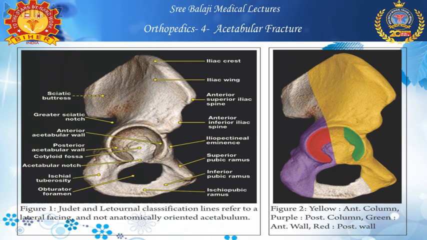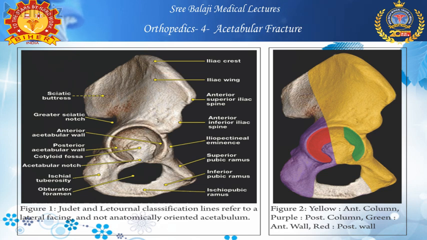You can appreciate the iliac crest, iliac wing, anterosuperior iliac spine, anteroinferior iliac spine, the iliopectineal eminence, and the superior pubic rami. You can see the obturator foramen, ischial tuberosity, and the acetabulum. You can see both the anterior wall and the posterior wall, and the transverse acetabular ligament will lie in the acetabular notch.